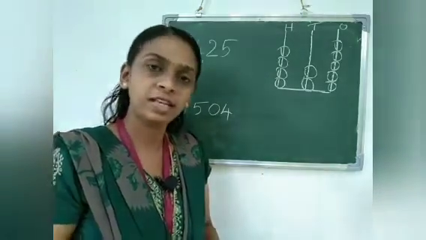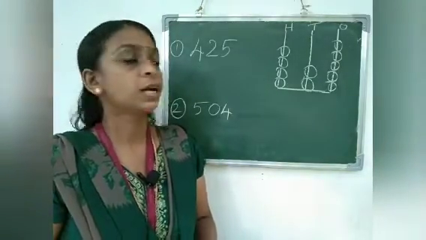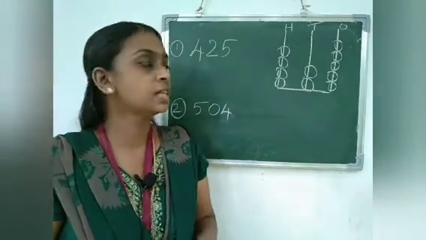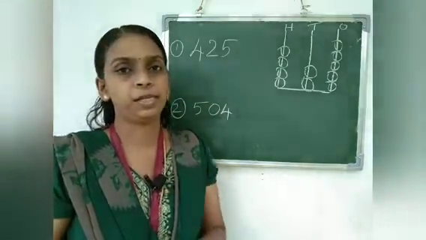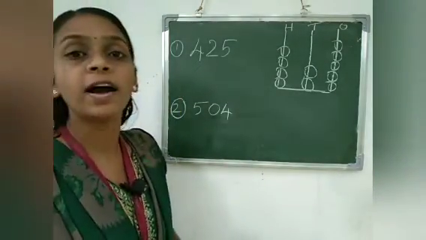425. 4 is in the hundreds place, so we drew 4 beads. 2 is in the tens place, then we drew 2 beads. And 5 is in the ones place, then we drew 5 beads. So we represented 425.